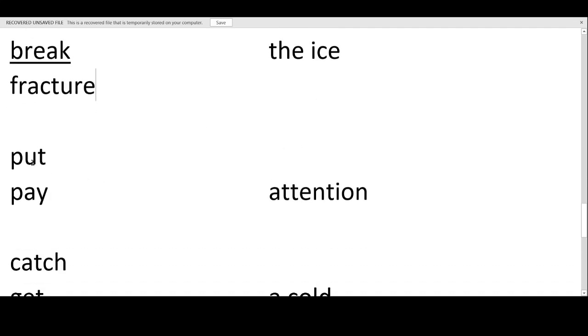Okay. Here's one that's a little bit different in English and Spanish. Pay and put attention. So in Spanish, ponemos atención. But in English, pagas atención. You can't. I mean, many students say put attention, but it doesn't make sense. That's a literal translation from Spanish. In English, you pay attention. O sea, la atención la pagas.